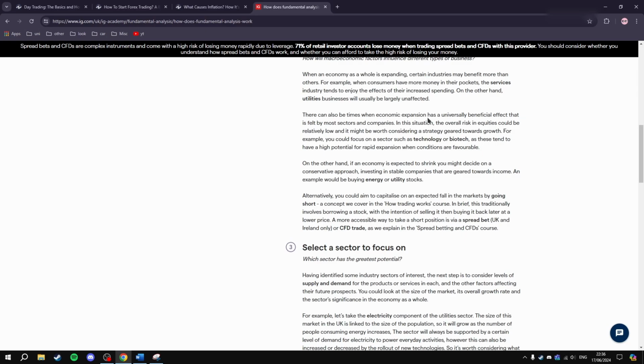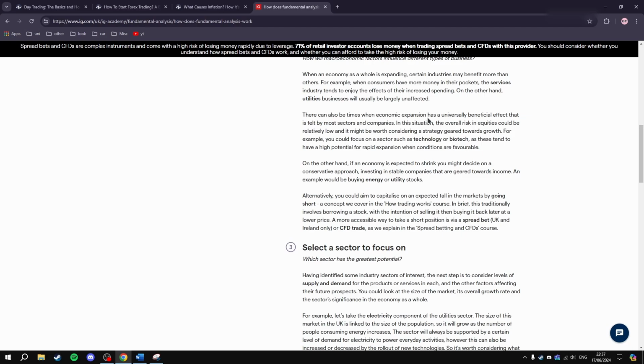There can also be times when economic expansion has a universally beneficial effect that is felt by most sectors and companies. In this situation, the overall risk in equities could be relatively low and it might be worth considering a strategy geared towards growth. For example, you could focus on a sector such as technology or biotech, as these tend to have high potential for rapid expansion when conditions are favourable.